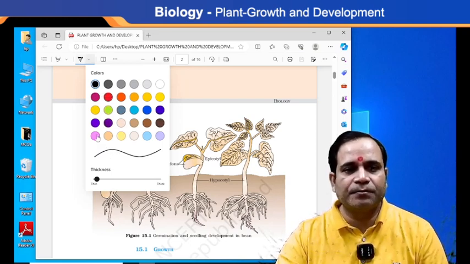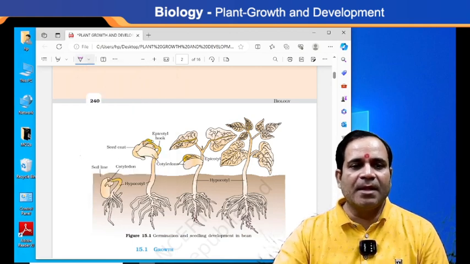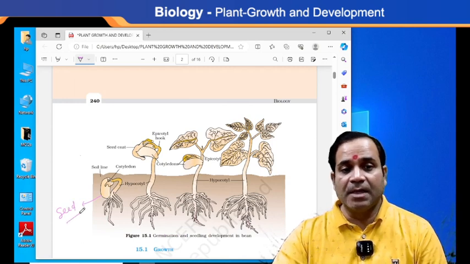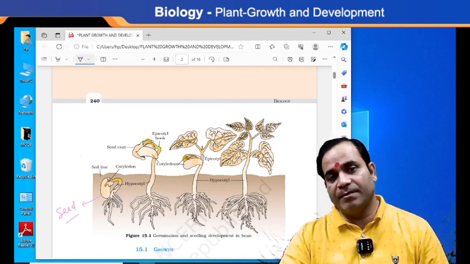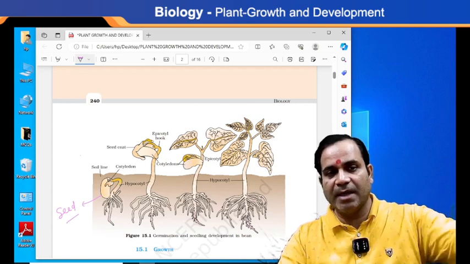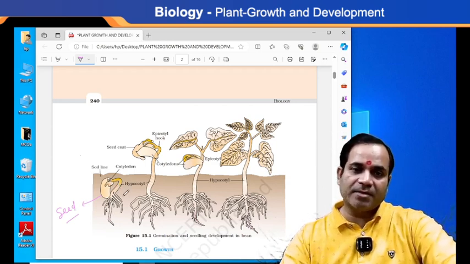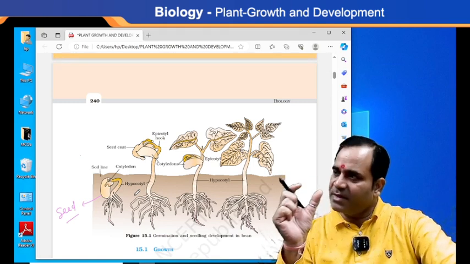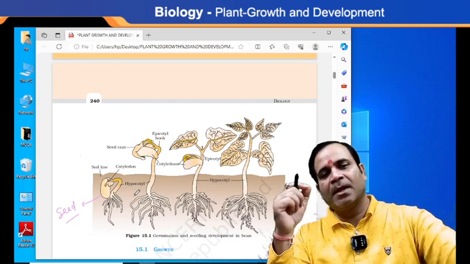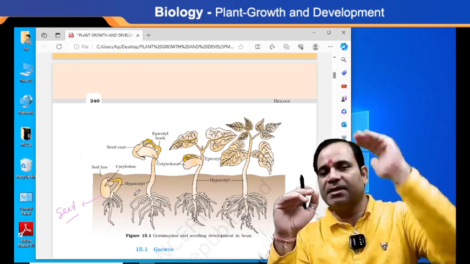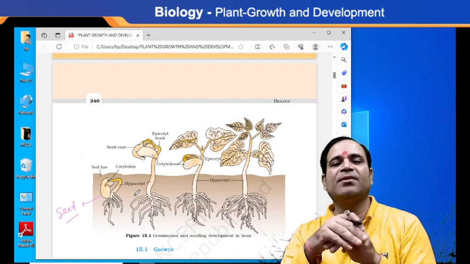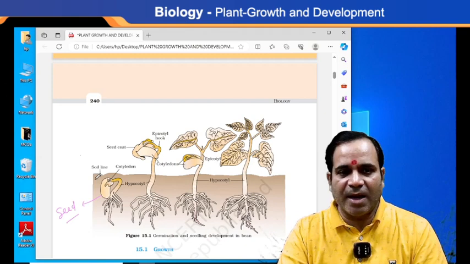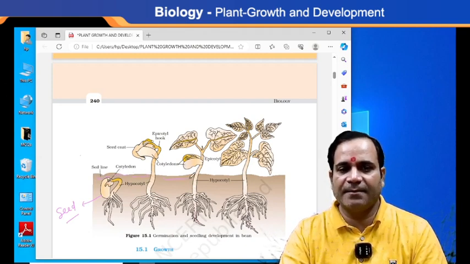Let's see here. This one is the seed. This one is what? Seed, my dear. And see, this is the region which is below the soil. This one is what? A radical. This one is the hypocotyl region. I'm saying hypocotyl. Hypo means what? Below. Cotyl means what? Cotyledon. The region which is under the soil is known as what? Hypocotyl, and the region which is above the soil is known as what? Epicotyl. Now here you see this one, the soil line. This one is what? Soil line.